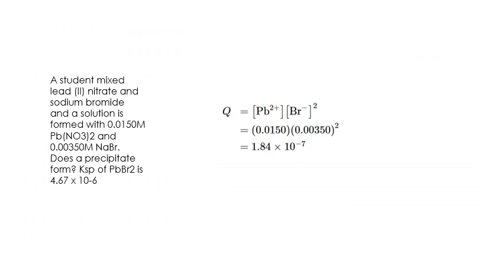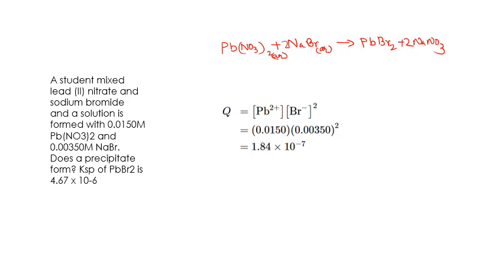So first we have to write what? The equation. So we will write lead(II) nitrate, Pb(NO3)2, mixed with NaBr, both are aq forms, correct? And we are going to get the products PbBr2 plus NaNO3. So when you balance, here we will get 2 NaNO3, correct?